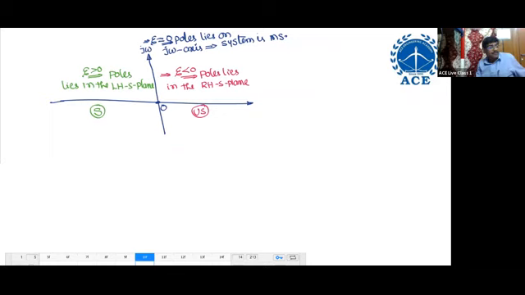Next, go for impulse response. Zeta greater than 0 means up to infinity. For all the positive values of zeta, second order system is stable. Next, impulse response of a second order system.